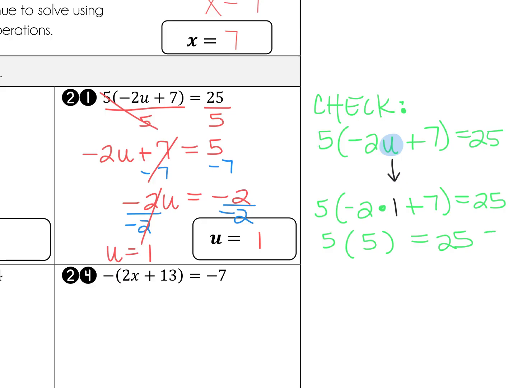And definitely at this point here, you do want to pause and ask yourself, is that a true statement? Don't assume that it is. I mean, this one's pretty straightforward, but grab your calculator and be sure that you get the same thing on the left side, 25, as you have on the right side, and that's your evidence that you've solved your equation correctly. U is indeed 1.